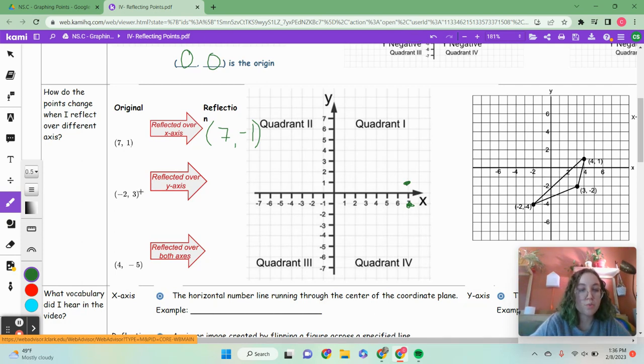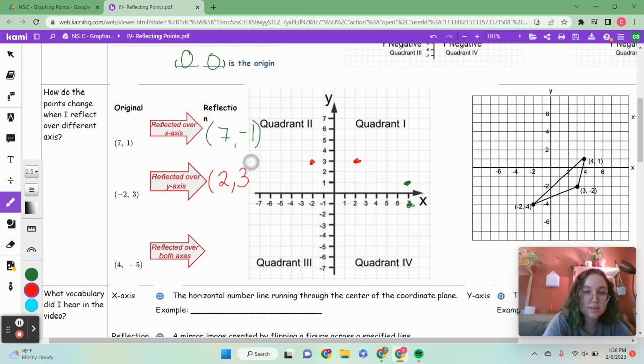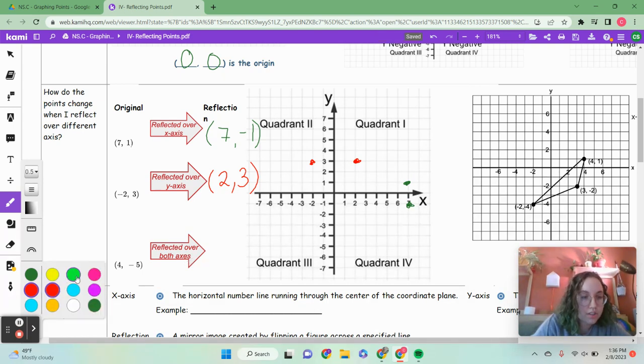If I want to reflect over the y-axis, I'm going to change colors for this. I have the point (-2, 3). So from the origin to the left 2 to get -2, and then up 3. That's my point. And if I want to reflect that over the y-axis, I want to flip that horizontally, right? So I'm now going to have (+2, +3).